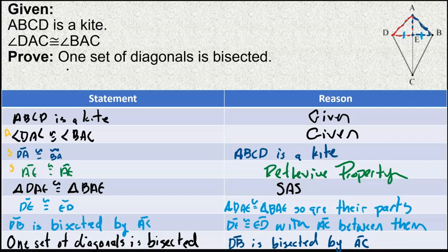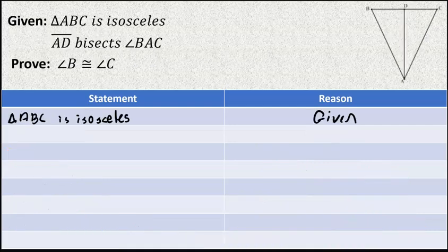So I could state that one set of diagonals is bisected in a kite because we know DB is bisected by AC. Very challenging proof right here. Alright, let's take a look at the last example.